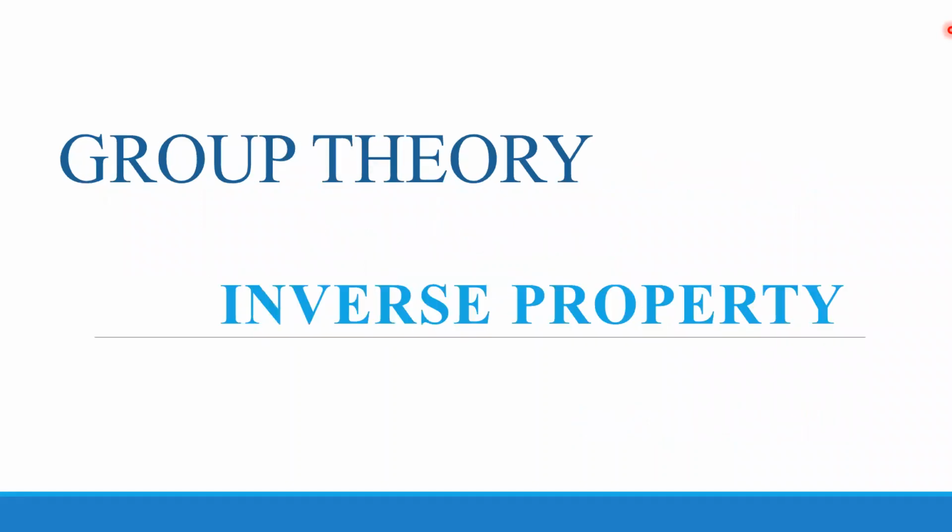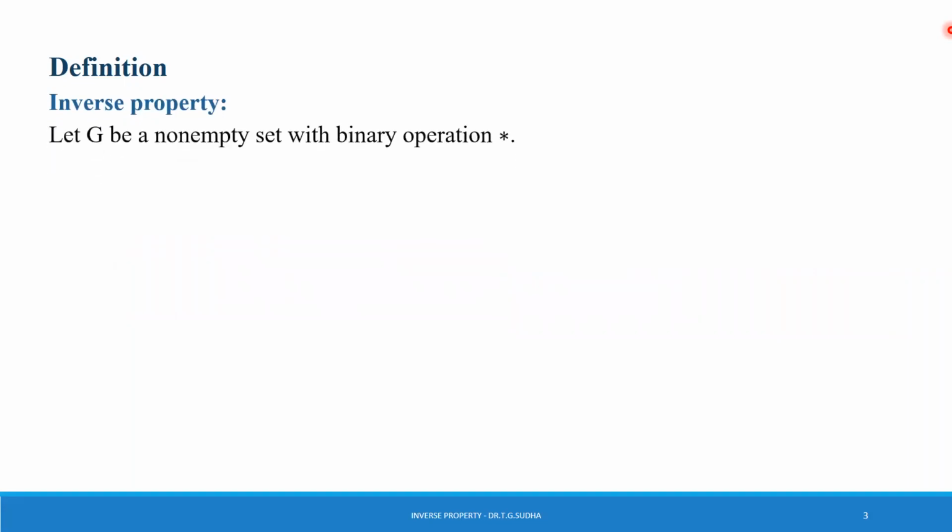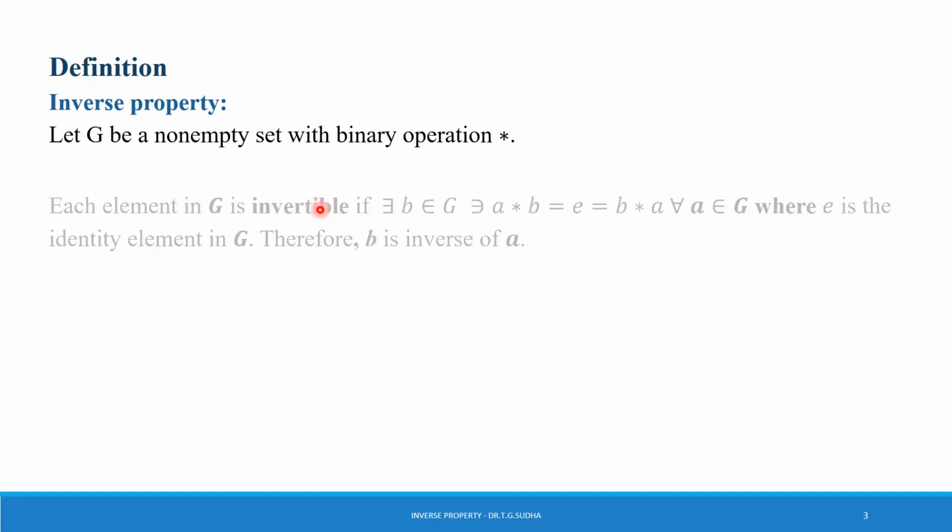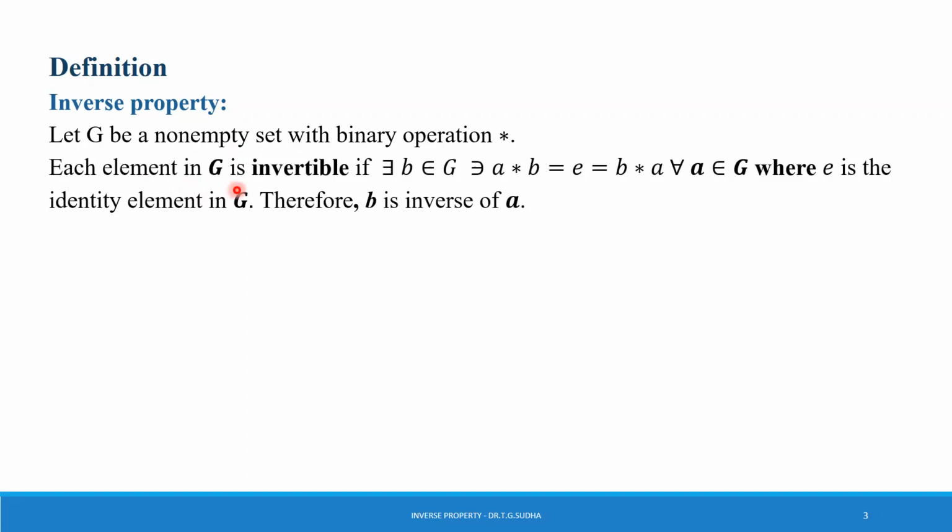Lab topic is inverse property. So let us begin with the definition. Inverse property. Let G be a non-empty set with binary operation star. Each element in G is invertible if there exists b belongs to G such that a star b is equal to e equal to b star a for all a belong to G, where e is the identity element in G. Therefore, b is inverse of a.